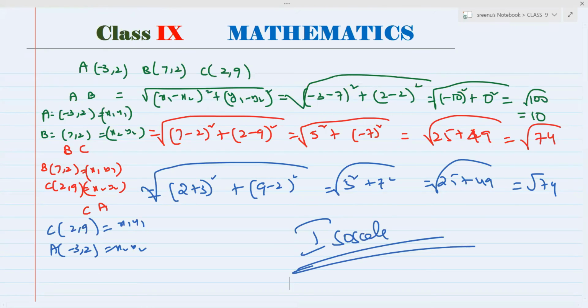So your AB value is 10, sir? AB value 10. No, root 74, root 74. Okay?